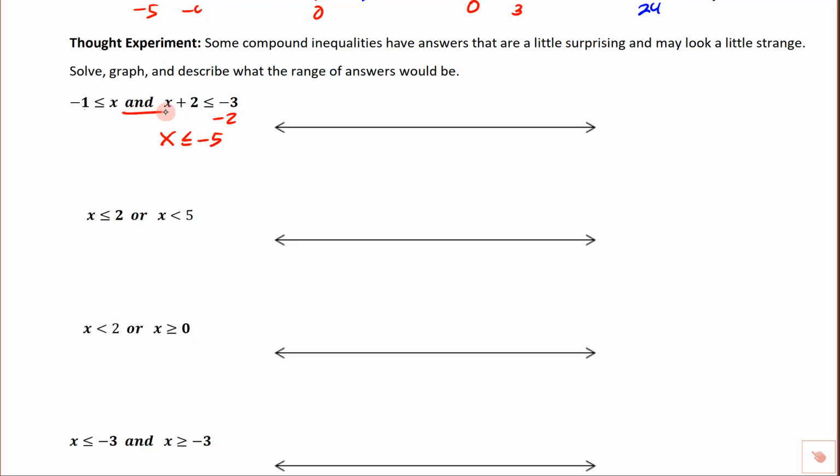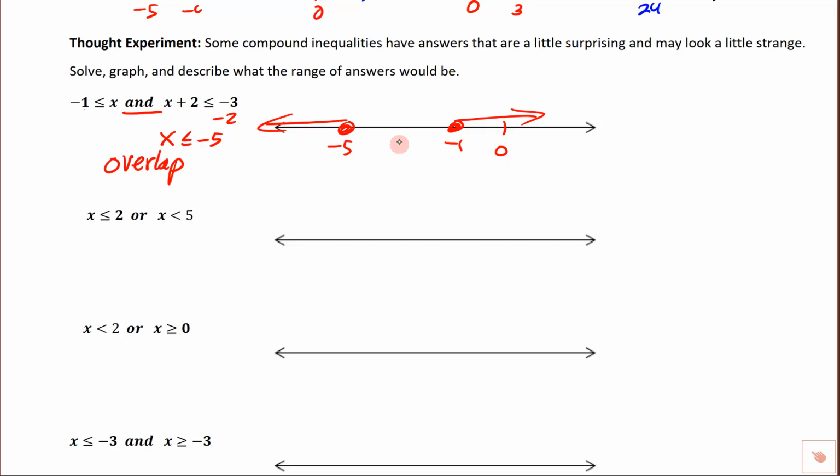And the word here is and. So and means both. We need to see where they overlap. So we're looking for the overlap, or where they cross. So I've got 0 here. I've got -1 here. And we're going to fill that in, and we would shade. This would be greater than. Okay, and this is -5. And we'd fill that in, and this is less than, so we shade that way.